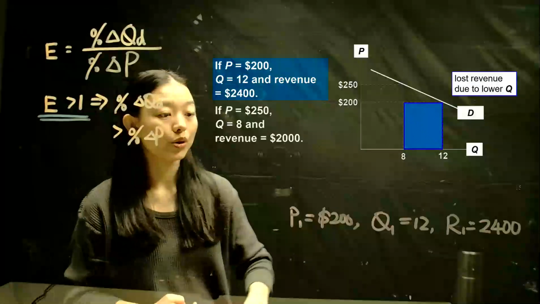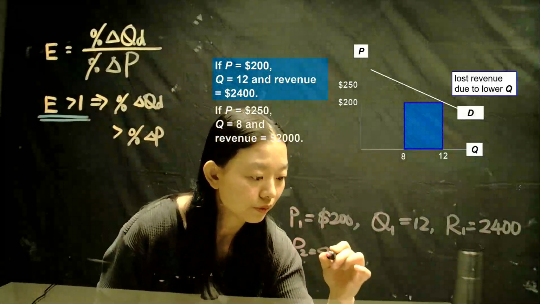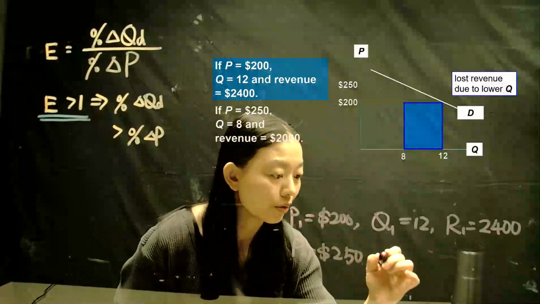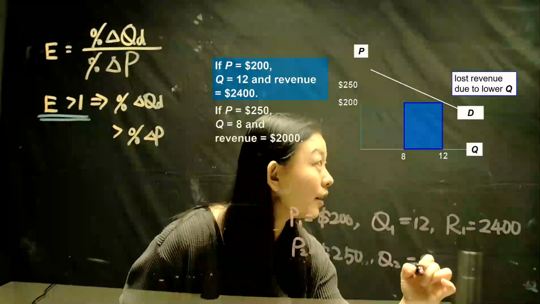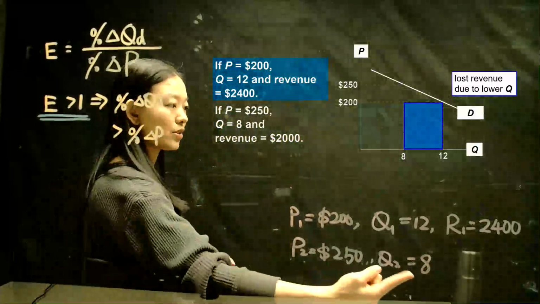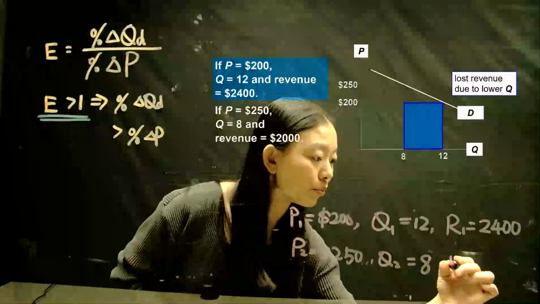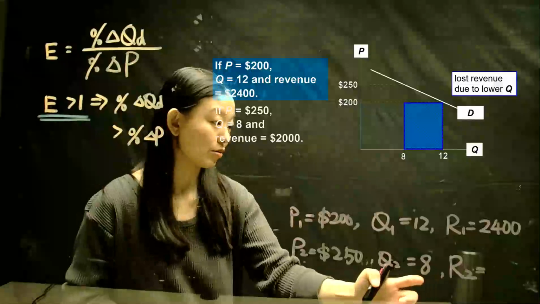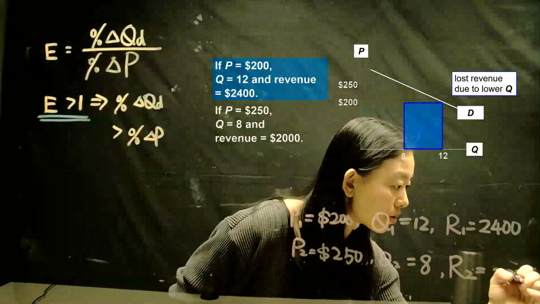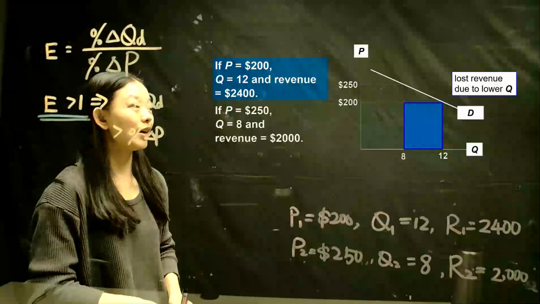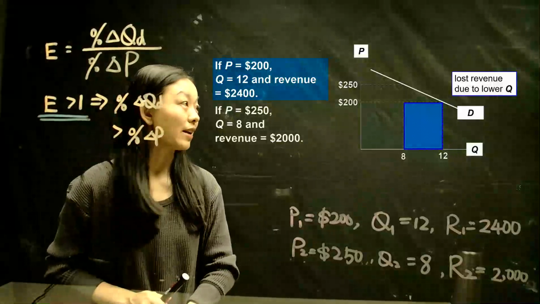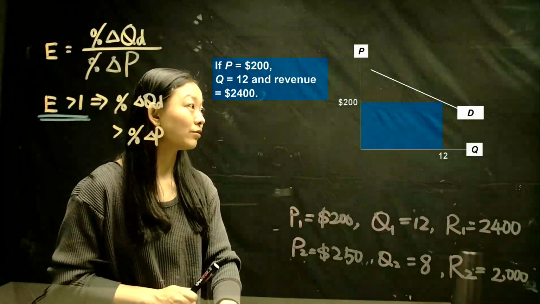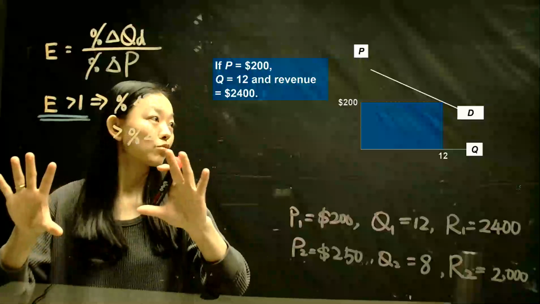Then we assume the price increased to 250. When the price increased to 250, you can only sell 8 units. So you can also compute the new total revenue: 250 times 8, which equals $2,000. That will be represented in the graph as well. So I will just draw the graph here.